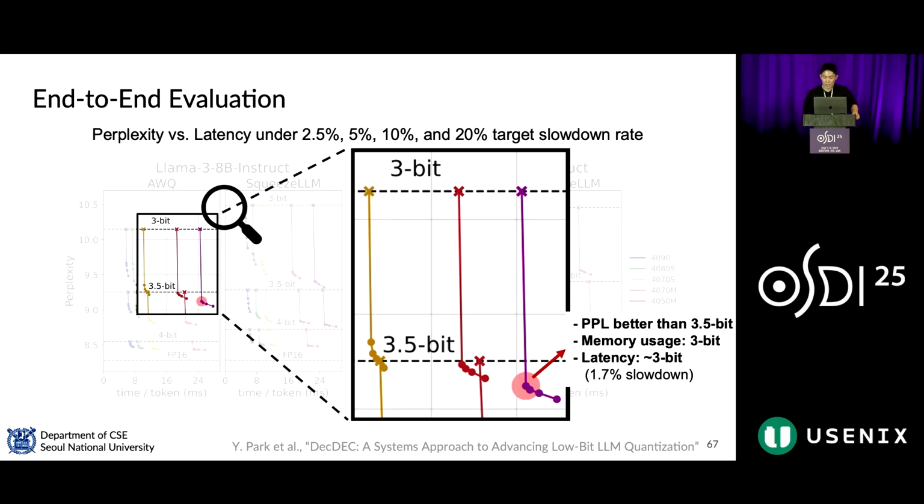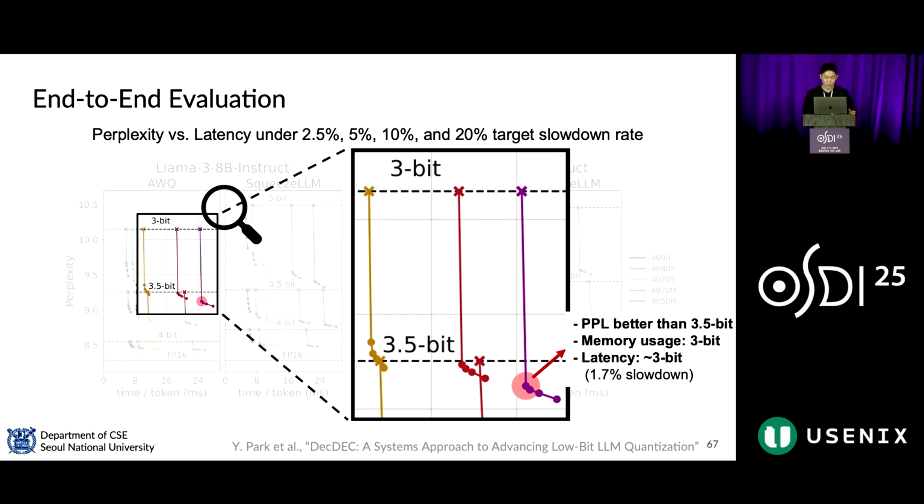When we apply DecDEC to the 3-bit model with the 2.5% latency target, the perplexity actually becomes better than the 3.5-bit model. Memory usage remains the same as the 3-bit models, and the latency is also practically at the 3-bit level. In other words, this result showed that our initial goal, which is to boost accuracy without increasing GPU memory usage or latency, has been successfully achieved.